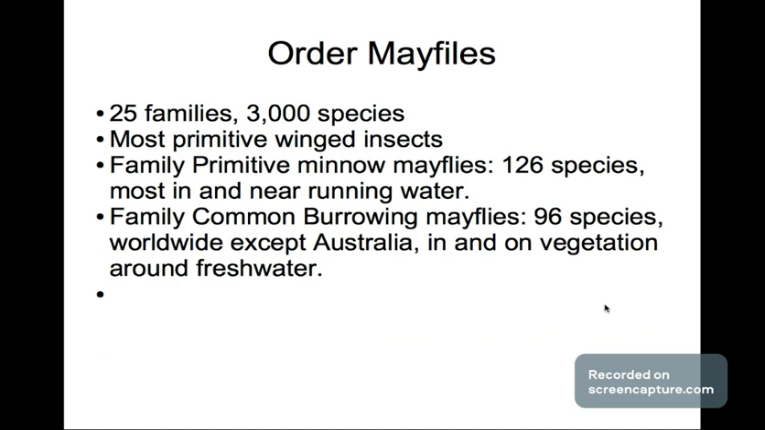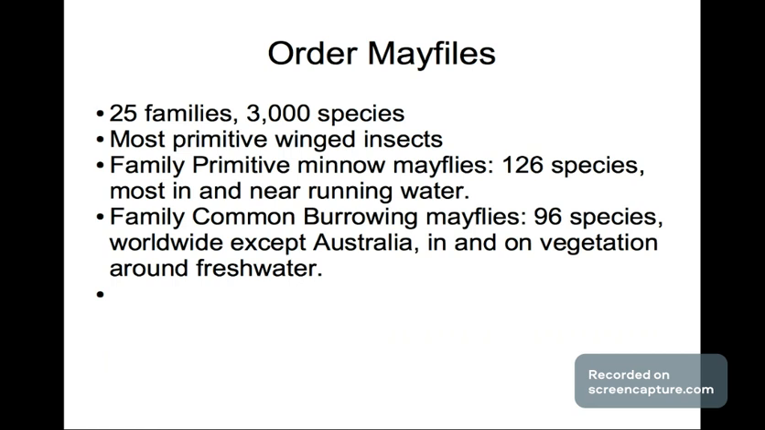Next, we have the order of mayflies. Mayflies have 25 families and 3,000 species. This is the most primitive winged insect in this world, which we have two main families that you can find.